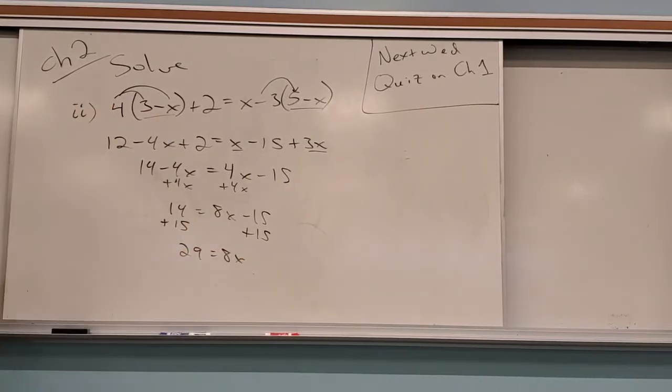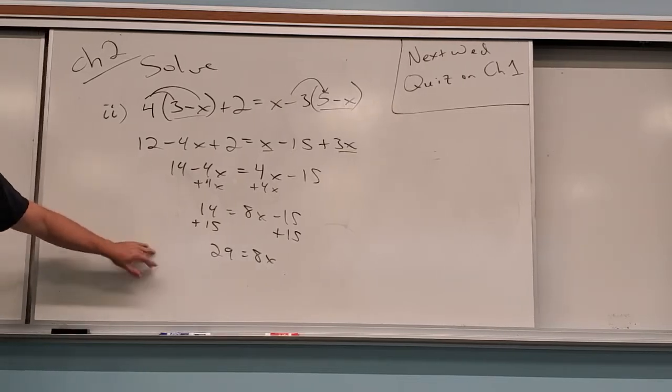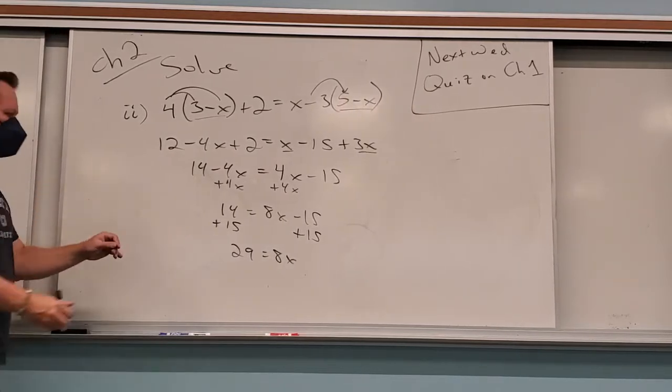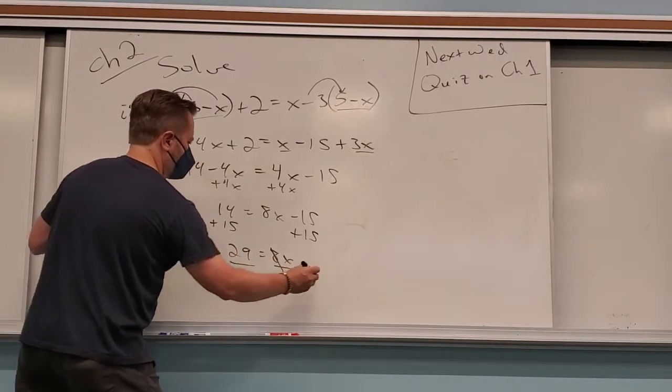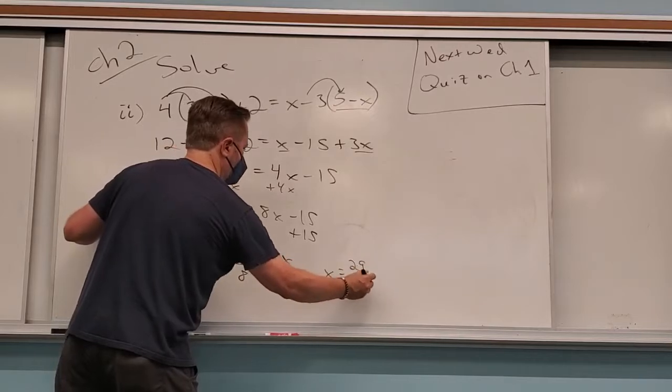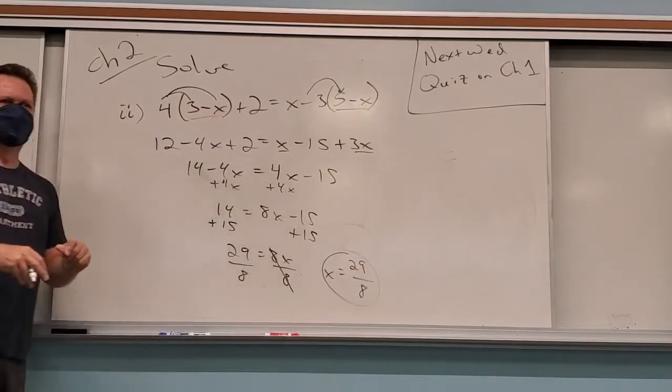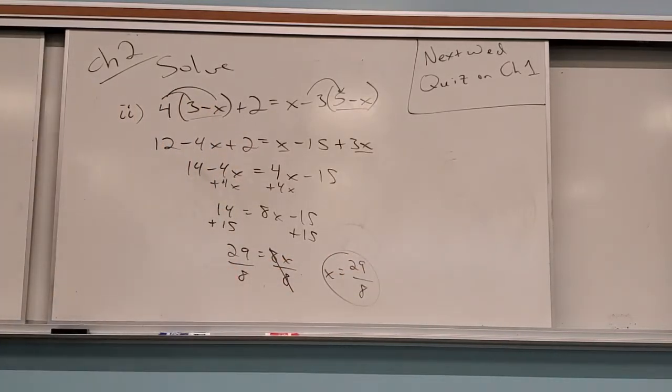And then you end up with a beautiful answer. What's the last thing you almost always do? Divide. Exactly. You don't want that 8 there. It's multiplying the x, so I divide it to kill it. Is that the answer you wanted? No, it's like that. It's the answer you need.